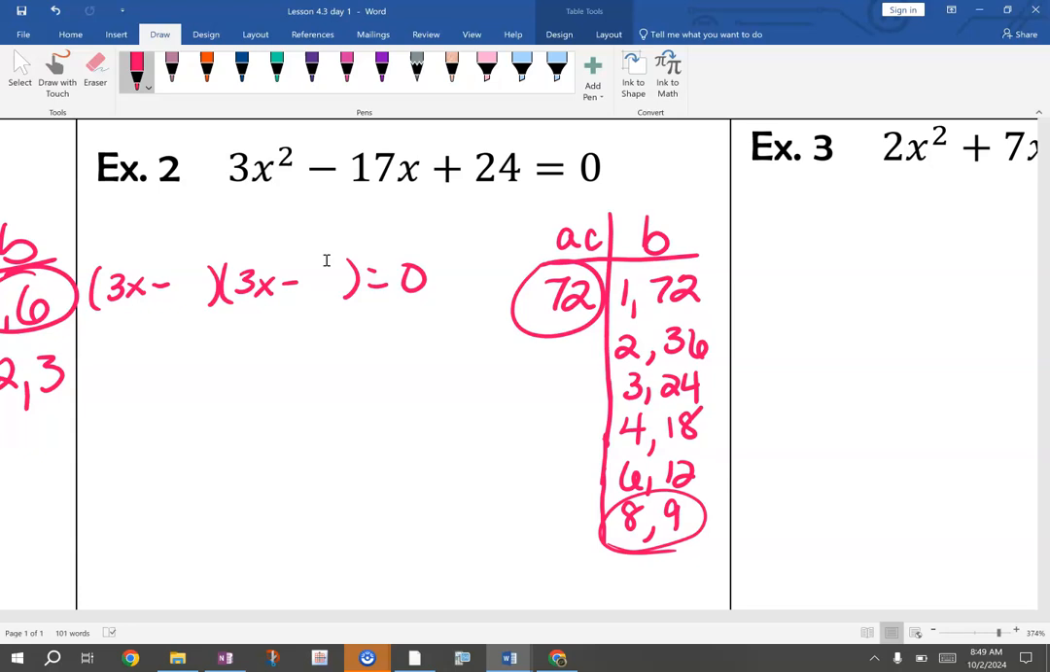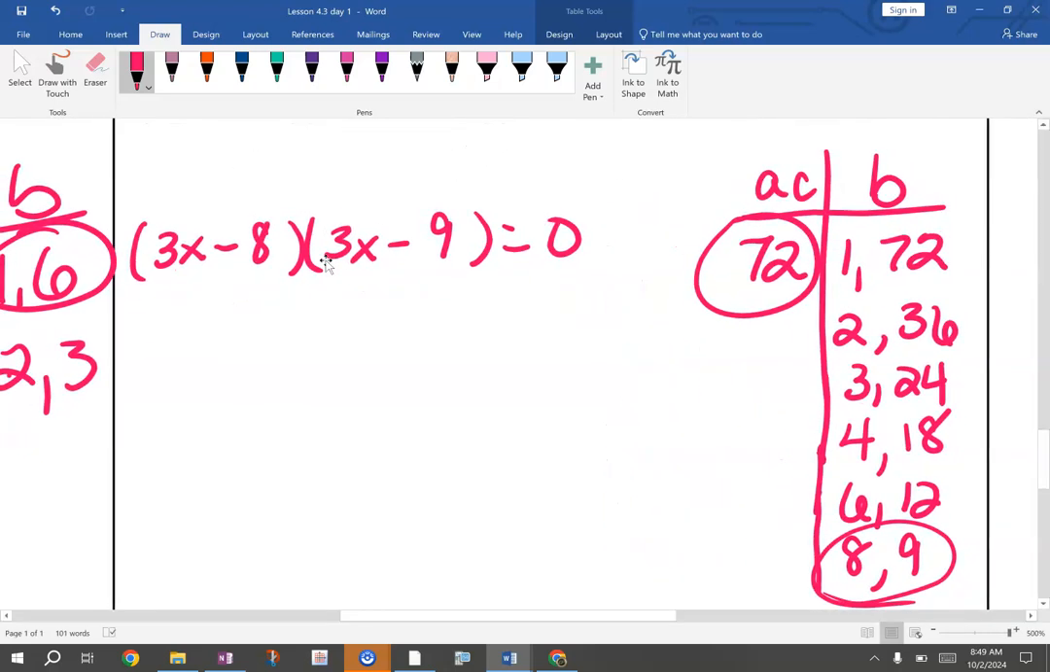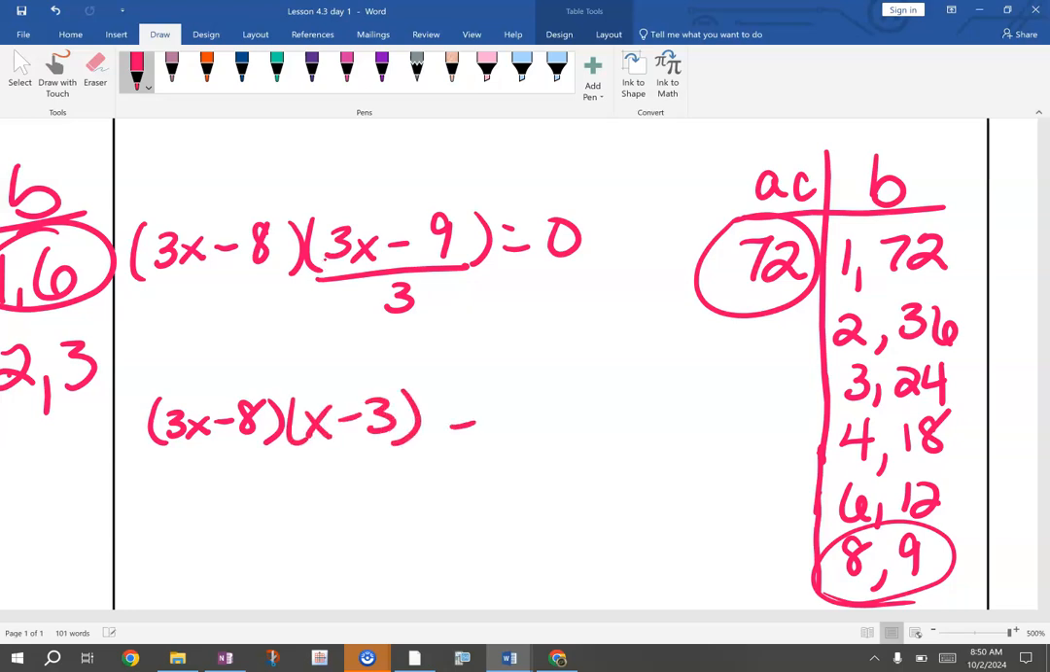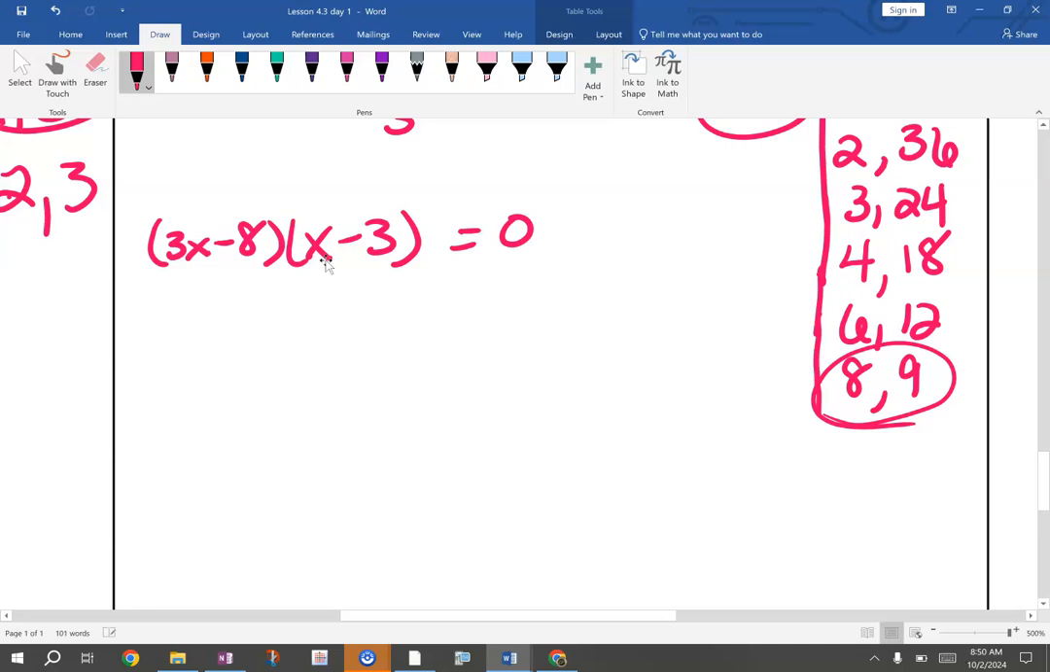Which one of those factors, 8 and 9, gives you the 17 when you add? All right, signs are the same, so does it matter the order? Nope. Which one of those can be reduced? There you go. Divide that by 3. So we have 3x minus 8x minus 3 equals 0.